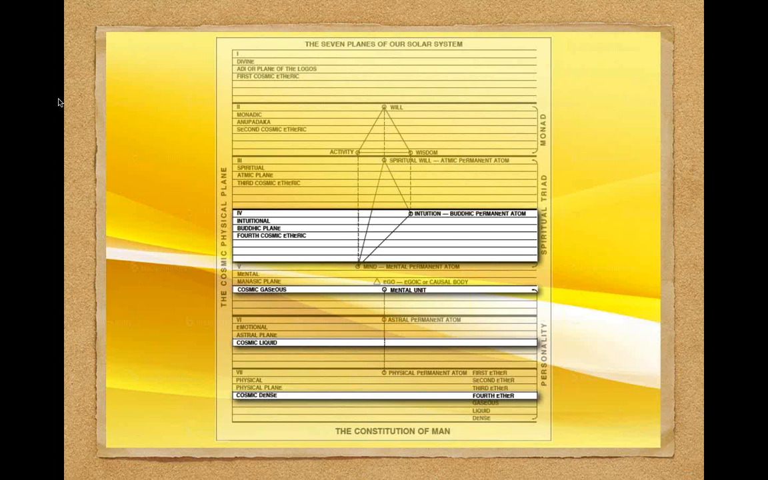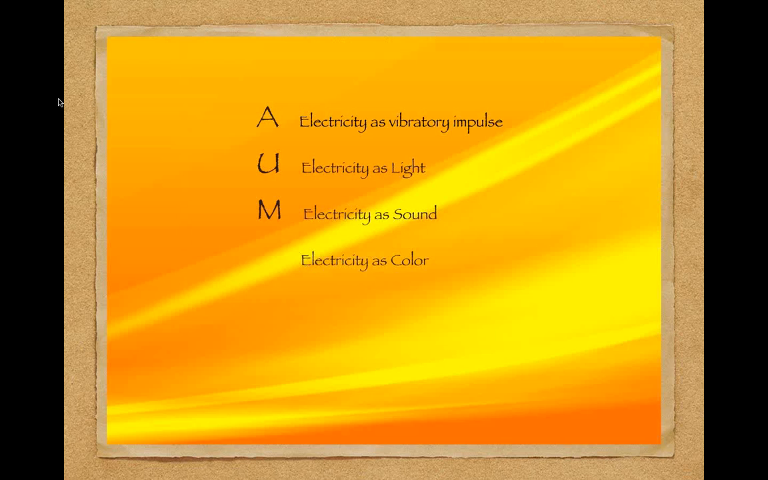On this plane, we're told yellow is an expression of electrical force, for color is the 4th expression of electricity. Its 3 higher expressions are electricity as vibratory impulse, electricity as light, and electricity as sound.